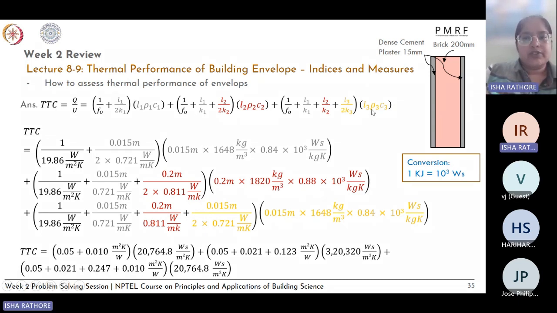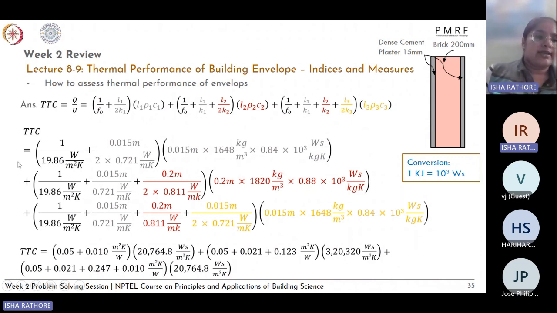If you have more layers, for each of the layers you will have an introduction of the previous layers, L1 by K1. So for layer 3, we have both layer 1 and layer 2. And you will have a term for the specific layer itself, but it will be 2K. So this is important to remember.